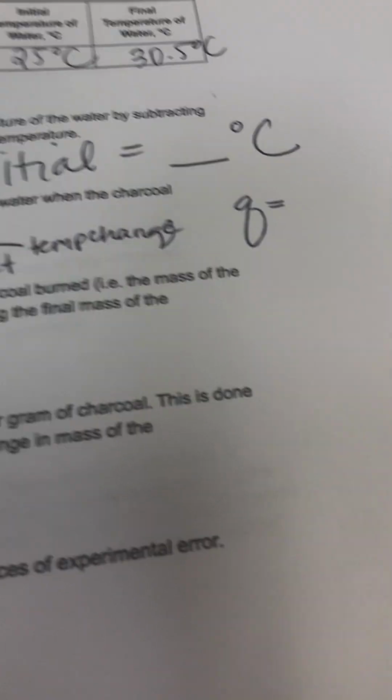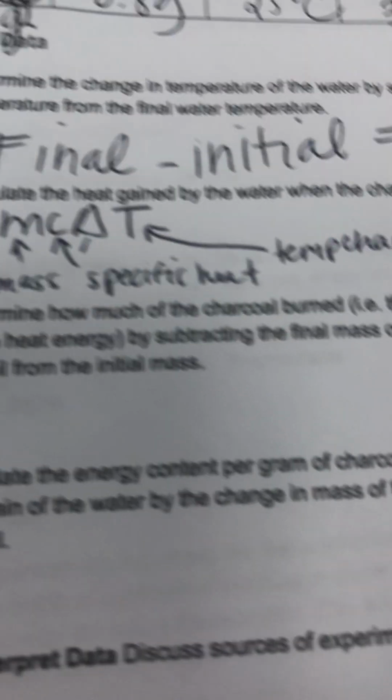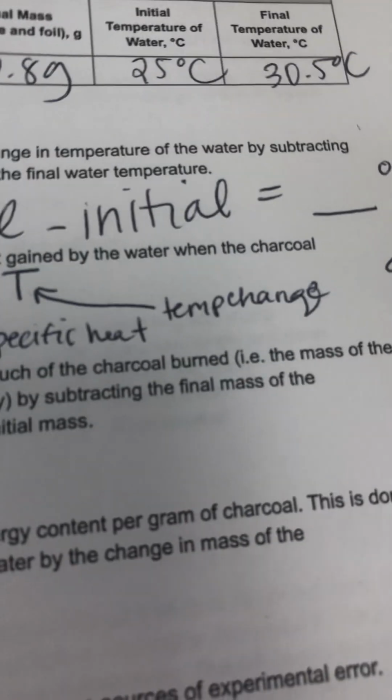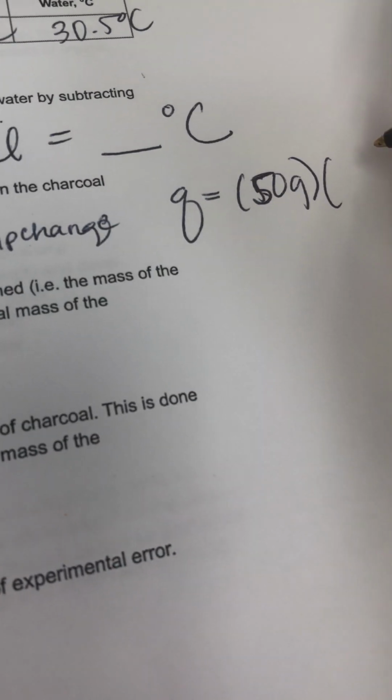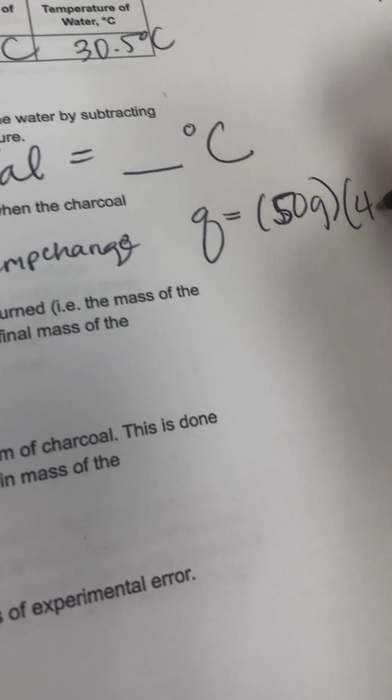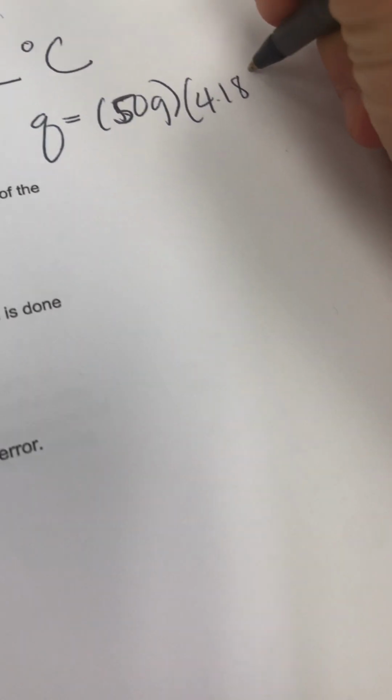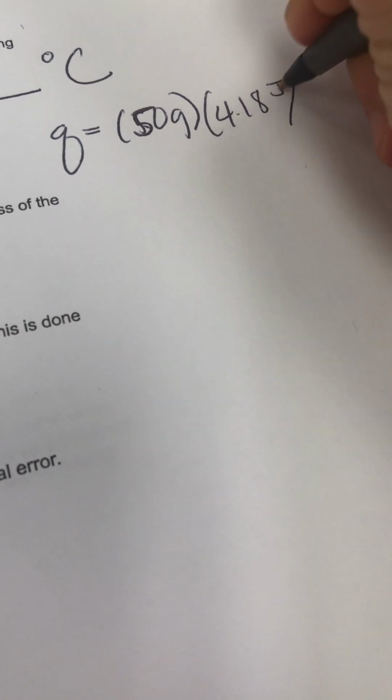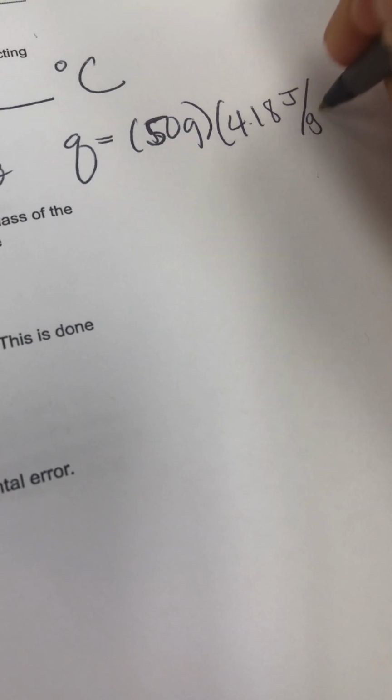So where are we at? We have our mass, which is 50 grams. That's a 5, you guys. Then we have our C, our specific heat. Now, specific heat is just a constant. It's a number that's going to be given to you. I like you guys to actually memorize water's specific heat, but it's 4.18 joules, which is our unit for energy, per gram Celsius.